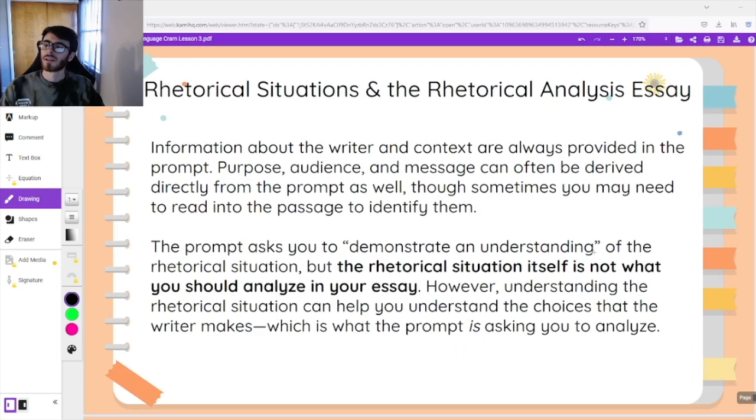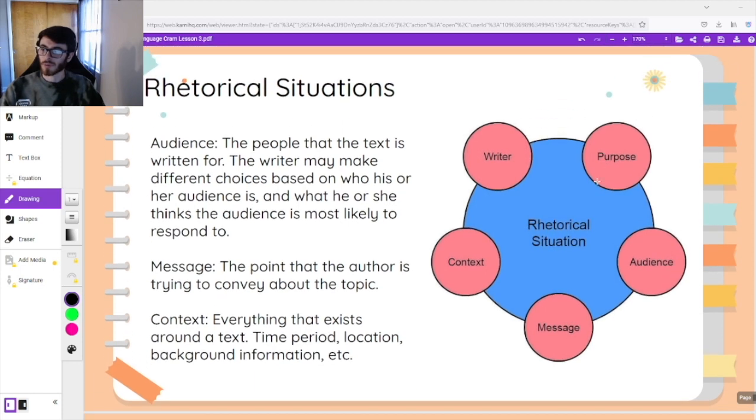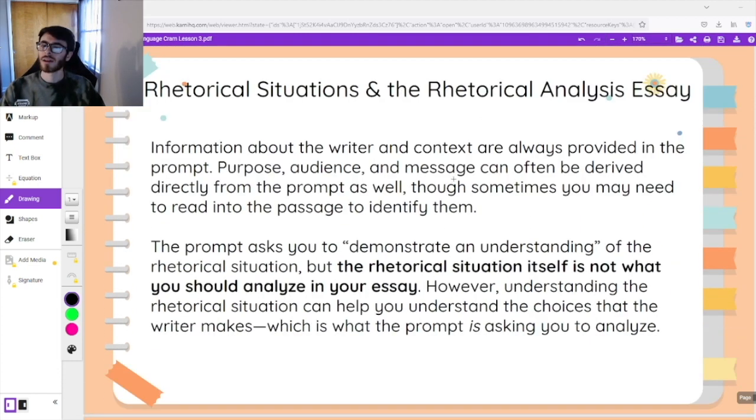So all these 5 different components make up the rhetorical situation. They all give us information about why the text even exists, but also about why the text exists in a certain way, right? Because the way that a text exists will differ based on these 5. Now, how do we apply this to the rhetorical analysis essay?